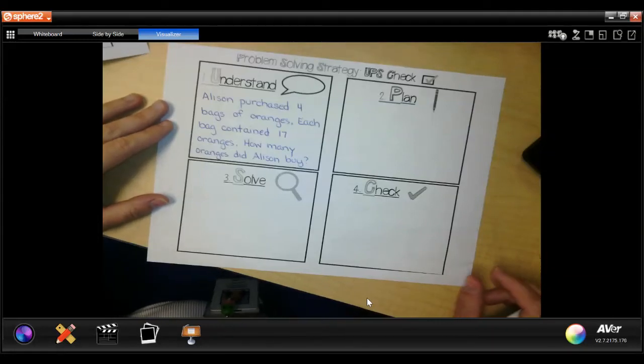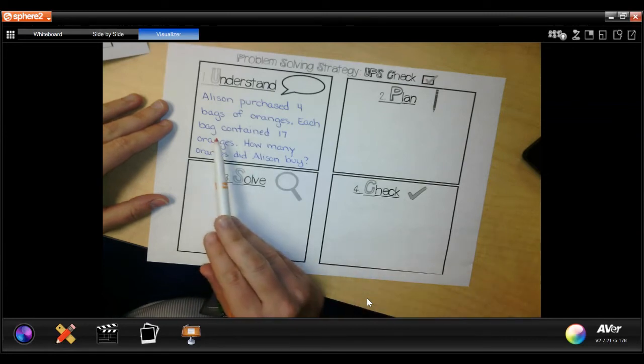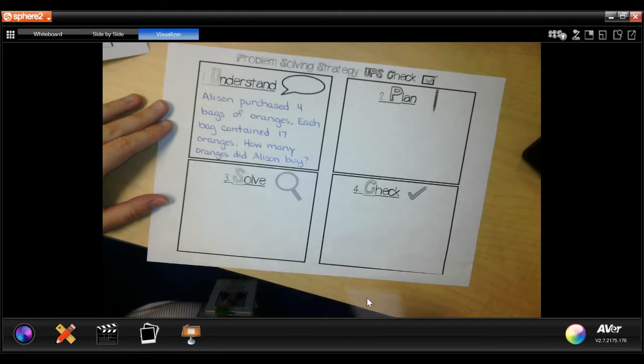Today I just wanted to go over some of our problem solving strategies. If you notice, I wrote my problem in my problem solving strategy UPS check sheet. It says Allison purchased 4 bags of oranges. Each bag contained 17 oranges. How many oranges did Allison buy?